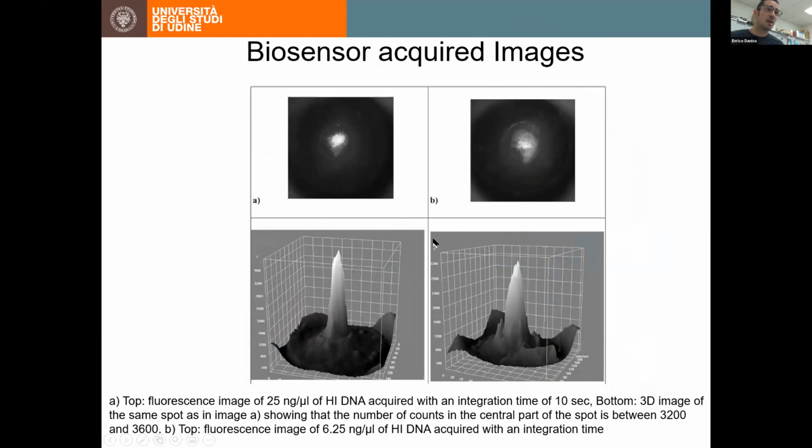And actually, this is a correlation with the quantity of available DNA for the reaction. In this case, we use 25 nanograms of DNA, target DNA in the reaction mix. And in this case, we use just 6.25 nanograms. And the signal is dropping.